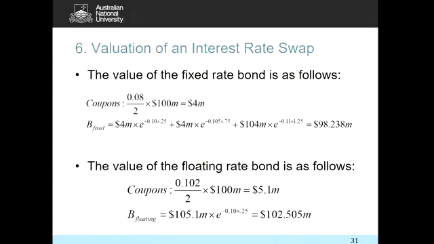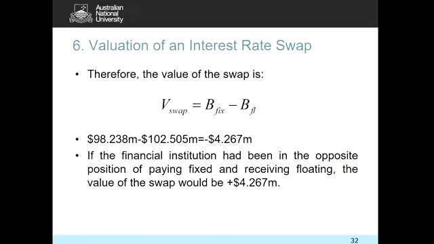So we take the face value of $100 million, we add on the $5.1 million coupon, we bring it back 3 months at 10%, the 3-month rate, to give me $102.505 million. That's the value of the floating rate bond. So in this question, because I'm receiving fixed and paying out floating, the value of the swap to me is negative $4.267 million.